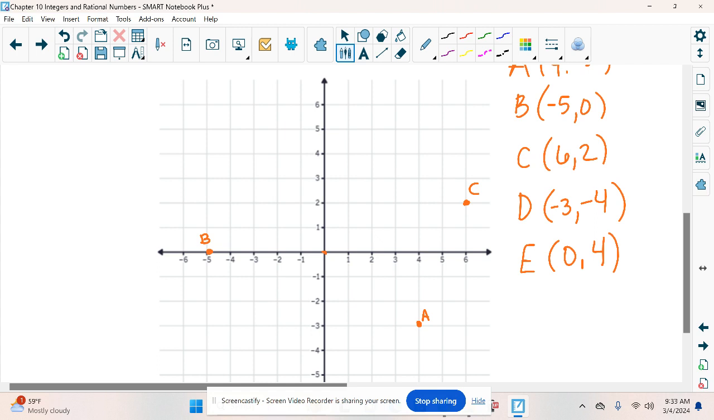All right, so I have -3, -4. So if I start at 0, am I going to go left or right? Left. I'm going left to -3, and I'm going to go up or down to get to -4. Down to -4. There's D.